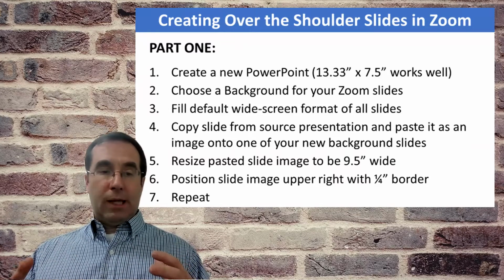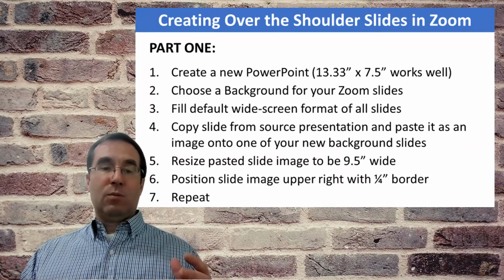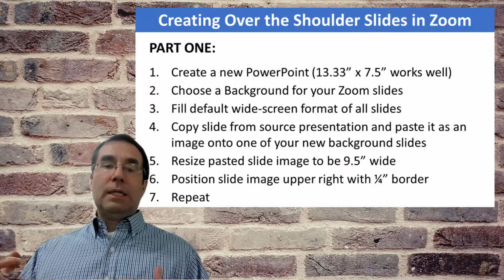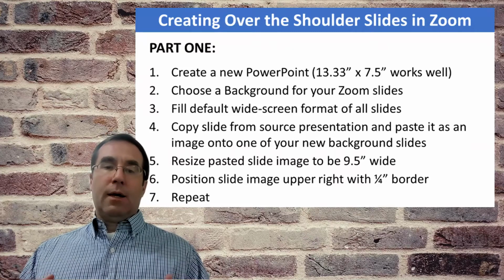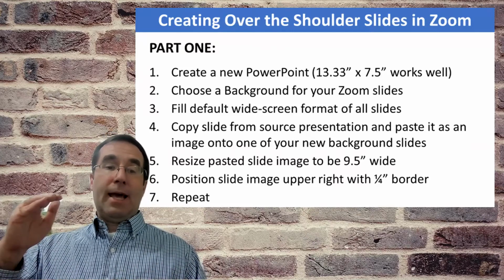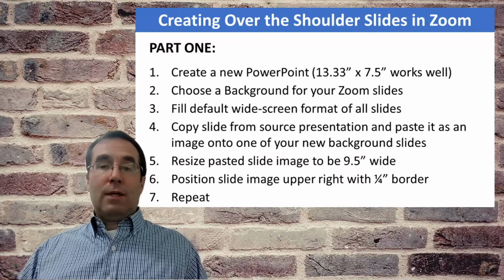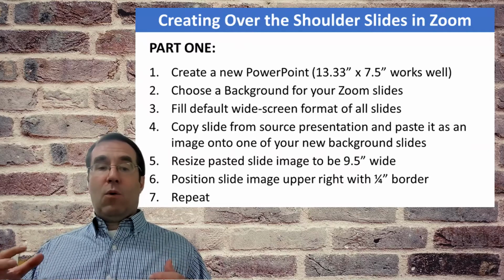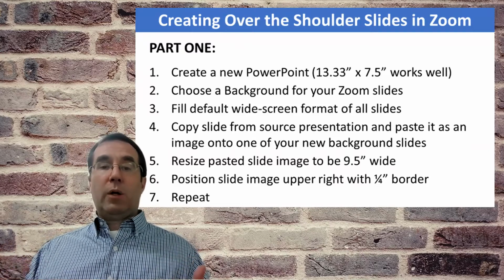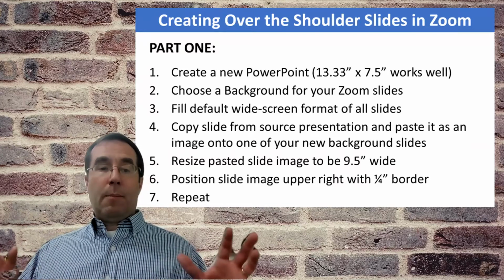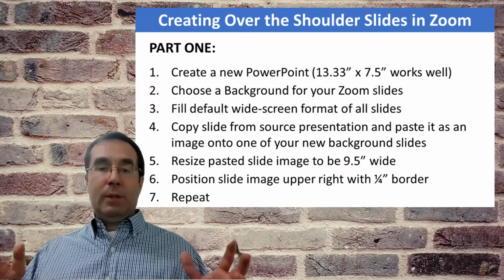So once you've built your slides, or you already have a set of slides that you've used before that you want to use over the shoulder like this, then what you need to do is create a new PowerPoint. And for me, the default is 13 1/3 by 7.5 inches high, nice widescreen format. So that's what we're using here. Then I've chosen a background for all of my Zoom slides, in this case, a brick wall. And then I've filled all of the slides in this new deck, the entire background, with this brick wall image.